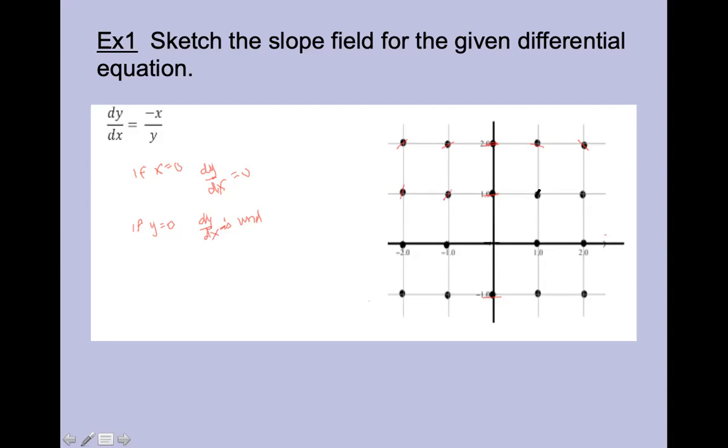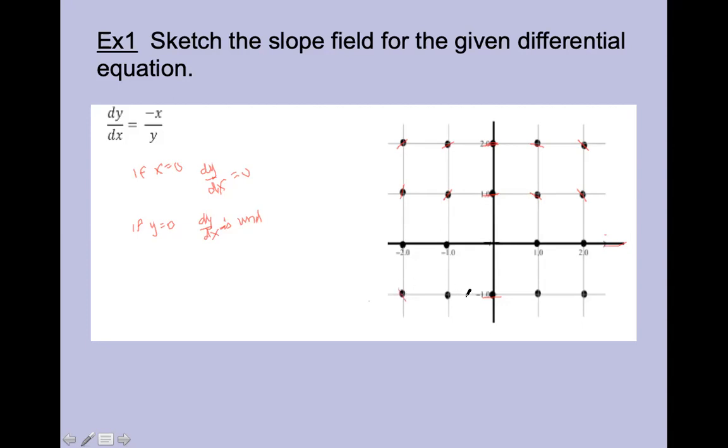This is the point 1, 1, which would be a slope of negative 1. This is the point 2, 1, a slope of negative 2. Got to make it steeper than that one. All right, remember, we're not putting anything in here. Negative 2, negative 1 would be a slope of negative 2.